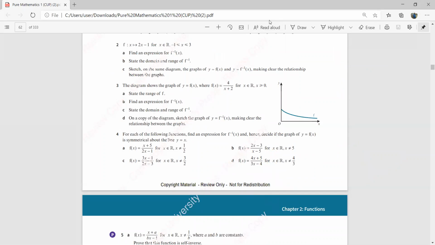From that, our first session finishes, and I have told you all about the sketches of the function and its inverse. The rest is your practice on it. Okay, thank you very much.